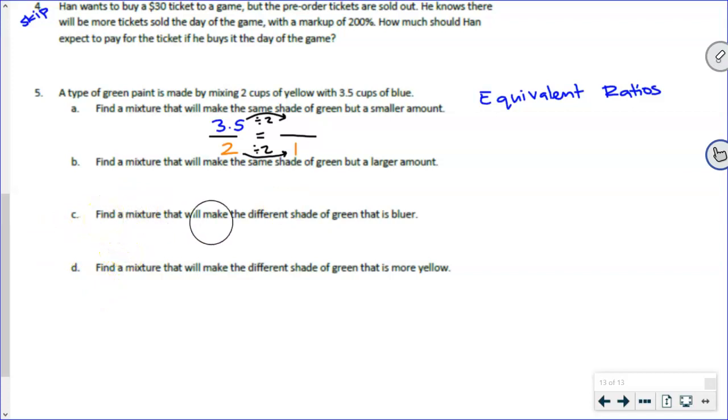The next one, find a mixture that will make a different shade of green, but we want the green to have more blue in it. So is that going to be an equivalent ratio now? So keep that in mind. So that is your homework. Please keep that in mind.